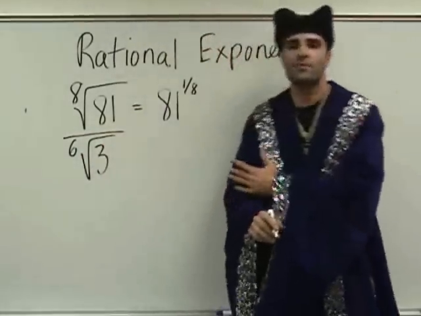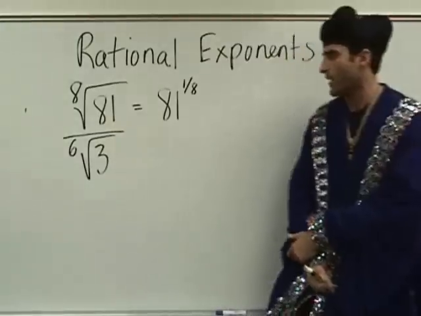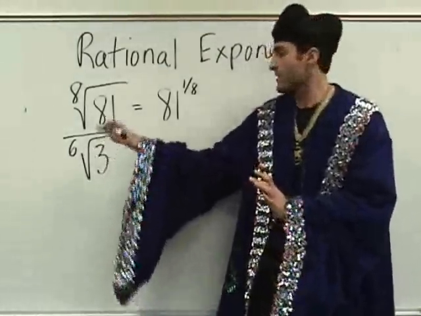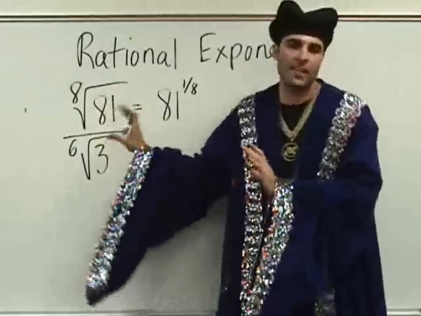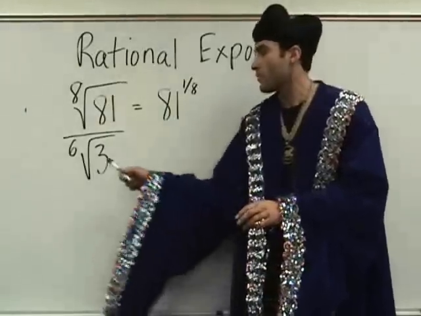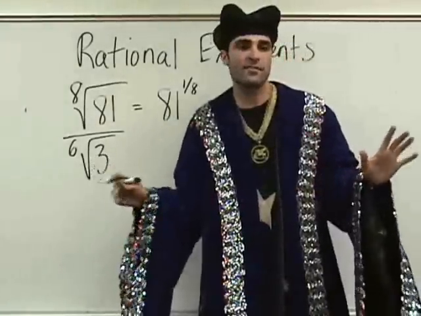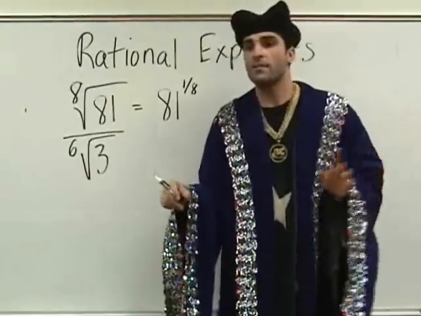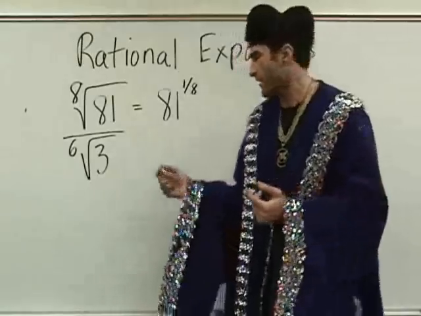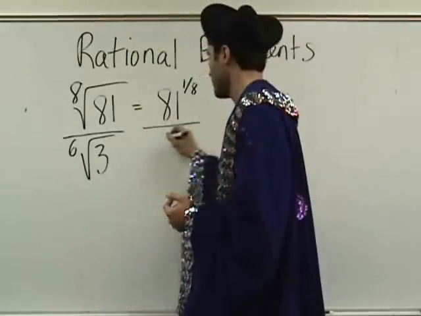Okay, so this was the original problem. Imagine this was the problem: I just gave you the numerator first. So, where does this 6 go? The denominator of the exponent. So it would be 3 to the, everyone? 1/6. Okay.